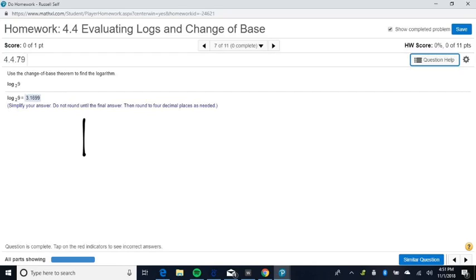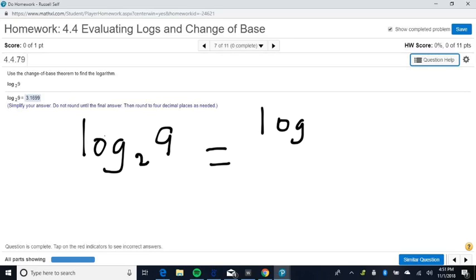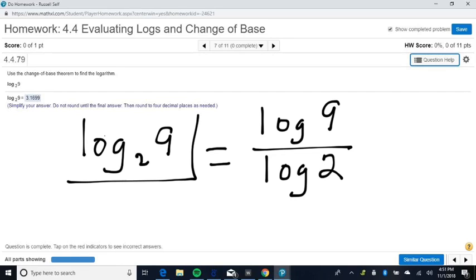Okay, so any one that you have, and you could actually change it to any base, but of course since your calculator does log base 10, that's what we want to use, so just log of 9 divided by log of 2. And that will give you what this answer would be.